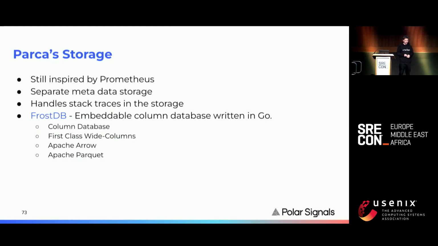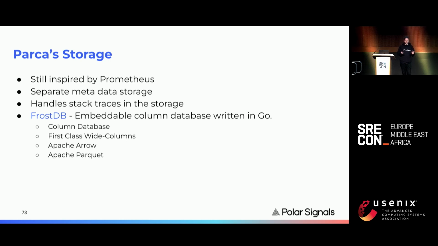It's called FrostDB, and it's written in Go. It's an embeddable columnar database. One of the reasons we wrote this database is because the Prometheus-ish labels we have for storing, we made those first-class citizens in the database. So we have dynamic wide columns, if that's something you're interested in. But yeah, we use a columnar store instead.